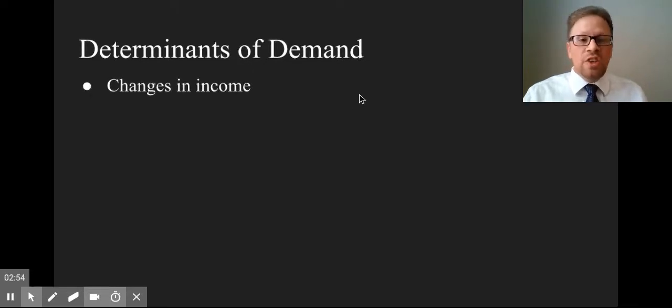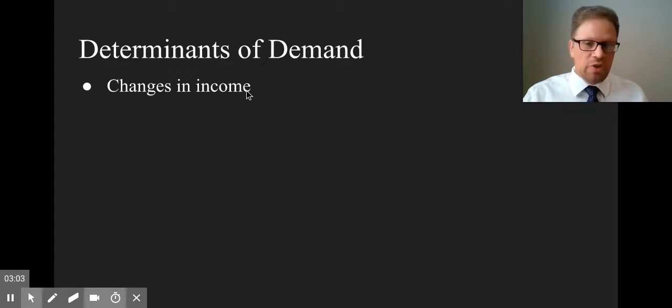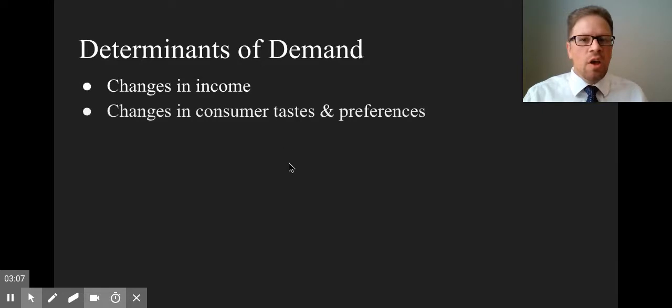Things like changes in income. If we have a Lamborghini Diablo, generally speaking, you're not going to purchase that unless you have the money to purchase it. So if you make a lot more money, you're going to be more likely to buy those products. Also, changes in consumer tastes and preferences. Let's say you watch a documentary about how cheese is made and now you're freaked out about cheese. That might affect people's willingness to go purchase cheese.